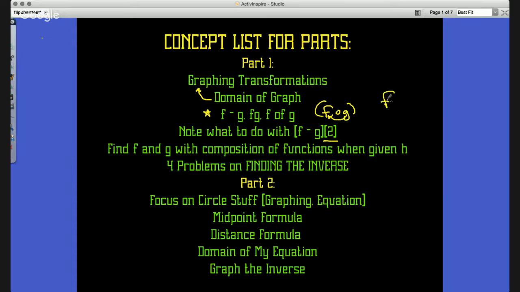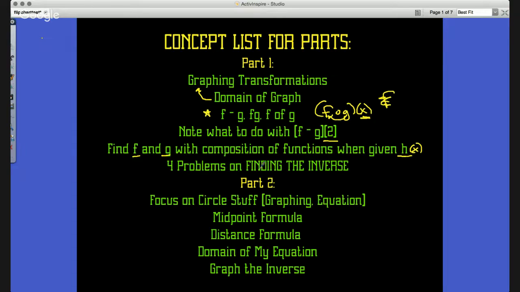A lot of times you'll see, well, we could just use this one, f of g of x, meaning that x is plugged in for x. Usually we don't do anything with that, but when we have a 2, we have a little different story there. And then finally, if I give you what h of x is, finding what f and g are to make up h of x is going to be very important.